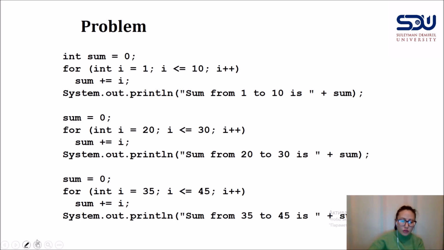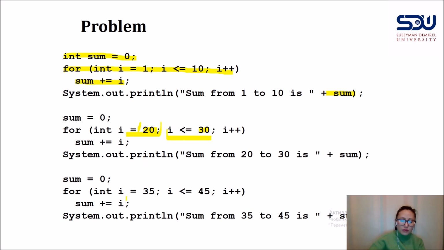We will first of all create some integer which is equal to 0. Then we will create a loop in the range from 1 to 10, and then for the integer sum we will add all these values, and at the end we will print the sum. To solve the same problem for numbers from 20 to 30, we will use the same code, and the only difference will be the range in our loop.